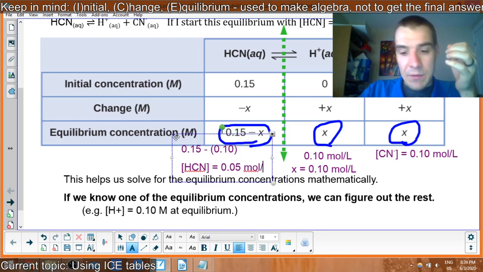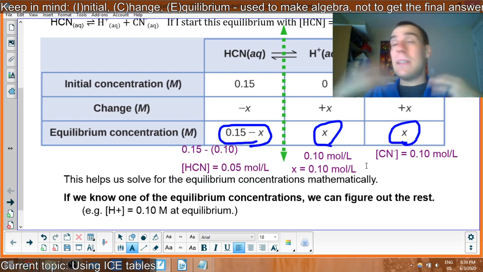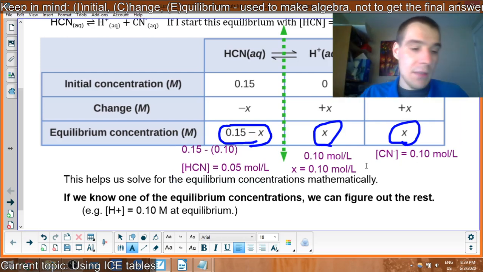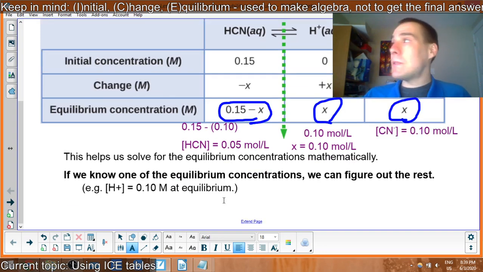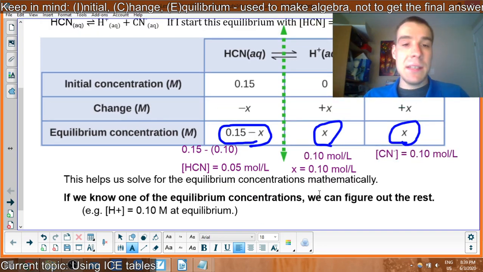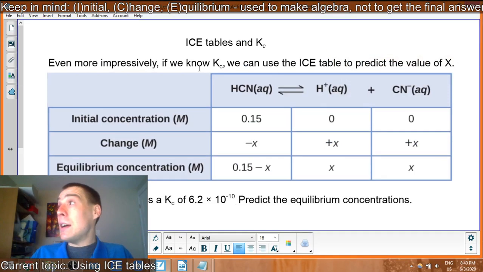So that's how you use an ICE table. This gives you the algebra, and then you have to use a different piece of information to figure out what your equilibrium concentrations are. So that's one cool way to do it, but it requires us to actually test. There's an even cooler thing we can do with this, and that is if we have the K, the equilibrium constant, we can actually use the ICE table to predict what X is going to be. And then if you know X, you know all the rest of them.